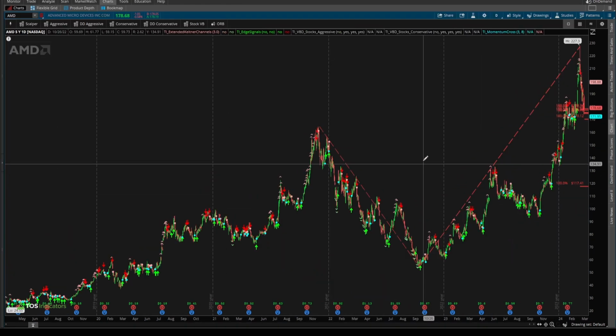On the long haul, this still looks like a fairly healthy trend in which we're just pulling back to what you would expect to be previous resistance turned into new support.